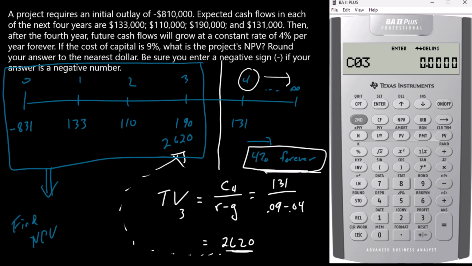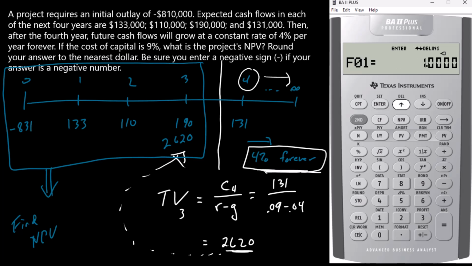Now here I'm going to enter both of these together. So I'm going to say 190 plus 2620 equals this number. So that's my cash flow at time 3. So I'll push enter. And there's one of those as well.